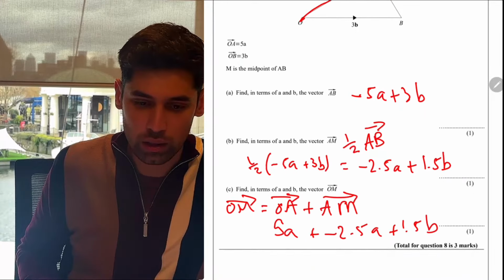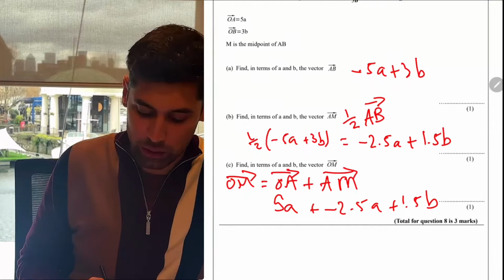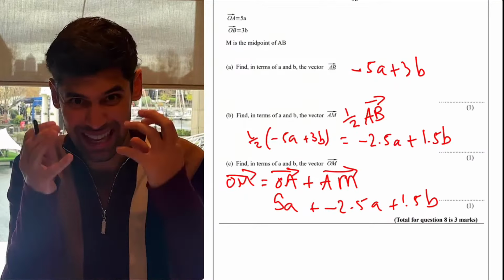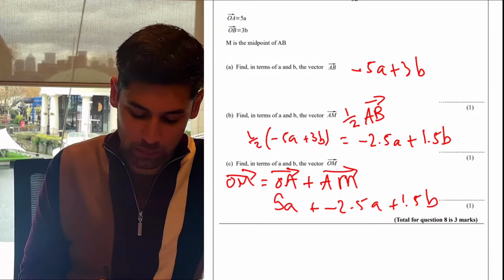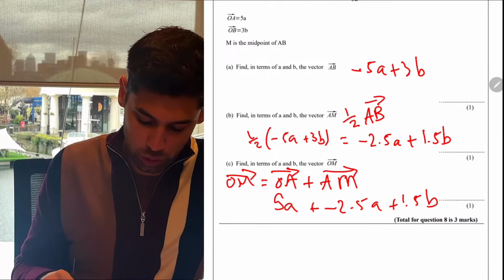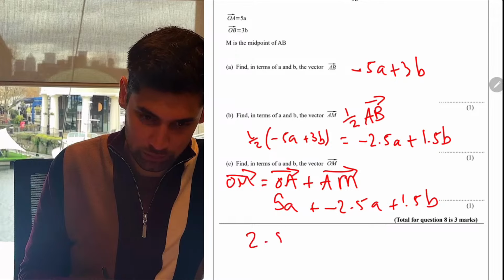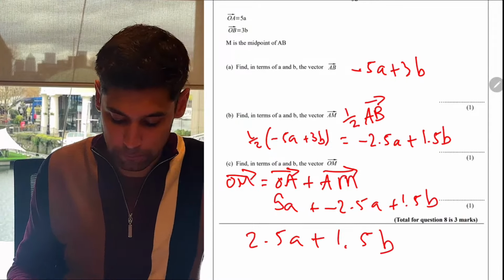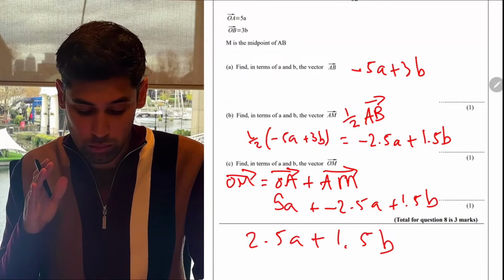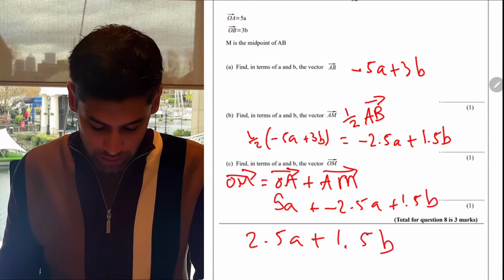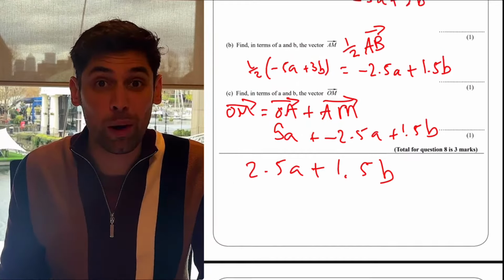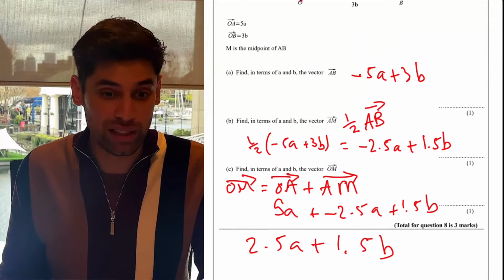And then we're just going to collect like terms on that. So 5A plus minus 2.5A, remember plus minus means minus, the negative wins in that battle. So that's going to be 2.5A plus 1.5B. And that is how we deal with those type of vectors. We don't have enough time, unfortunately, to go to the more complex ones, but I'll do my best next week. That's where we'll start from.